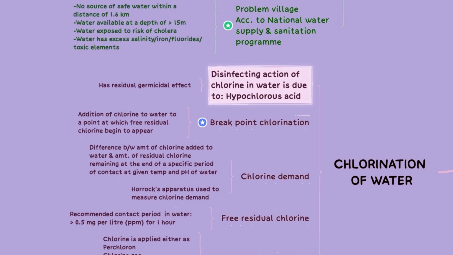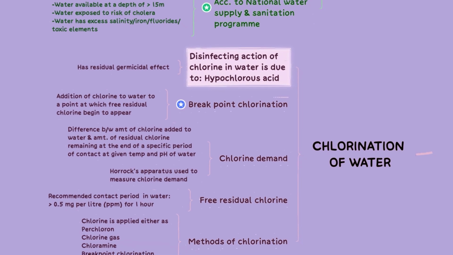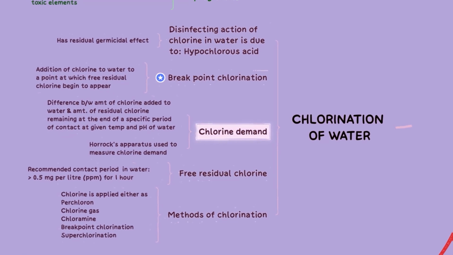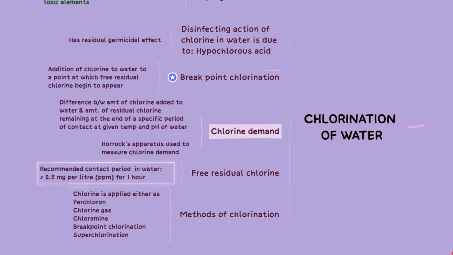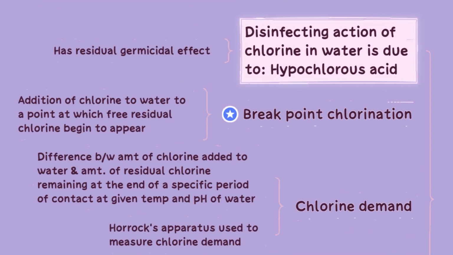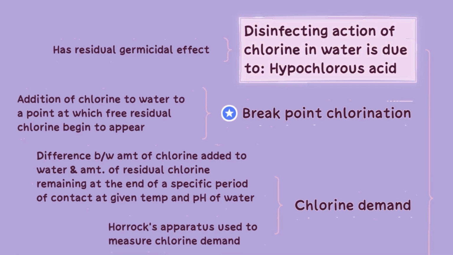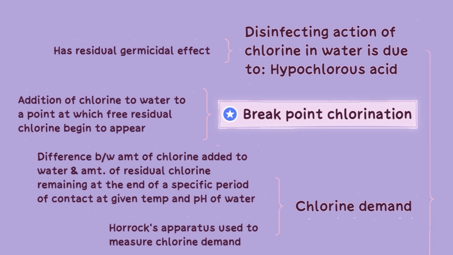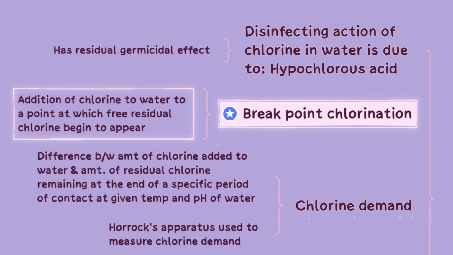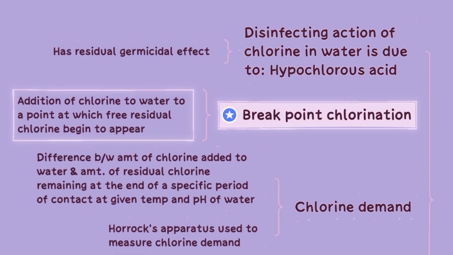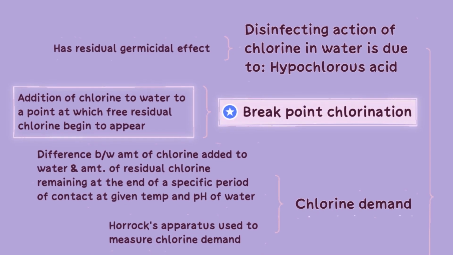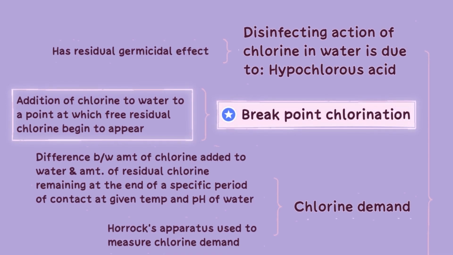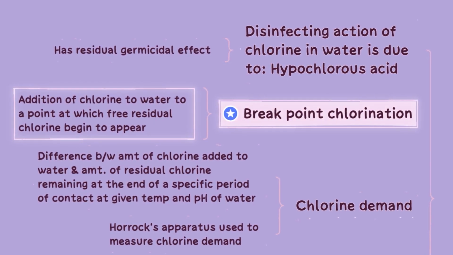Let's memorize some key points related to chlorination, like disinfecting action, breakpoint chlorination, chlorine demand, and recommended contact period. First, we have disinfecting action, which is the same as we have already discussed. The next aspect is breakpoint chlorination. Breakpoint chlorination refers to the addition of chlorine to water until free residual chlorine begins to appear. It indicates that enough chlorine has been added to react with all the impurities and organisms present in the water.